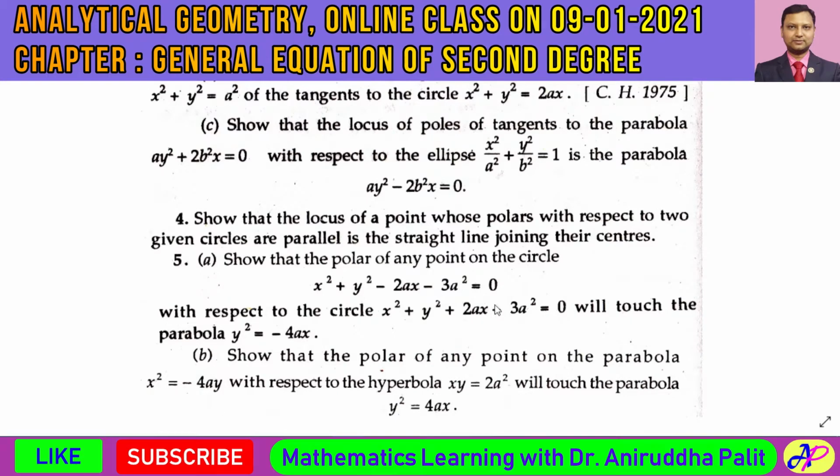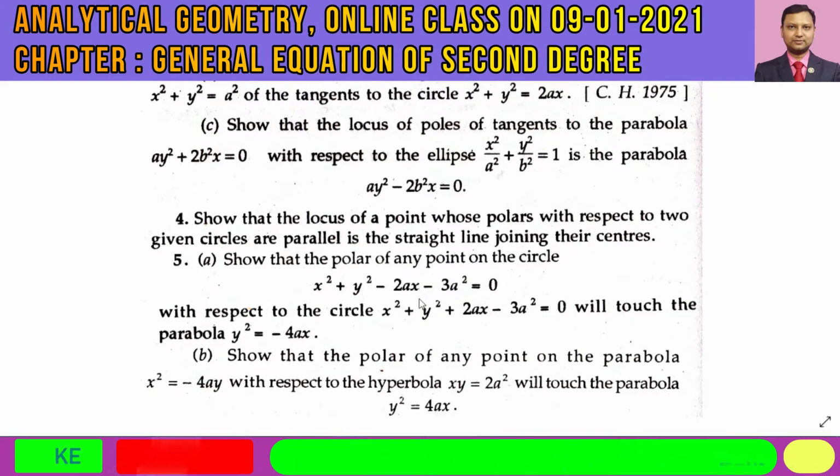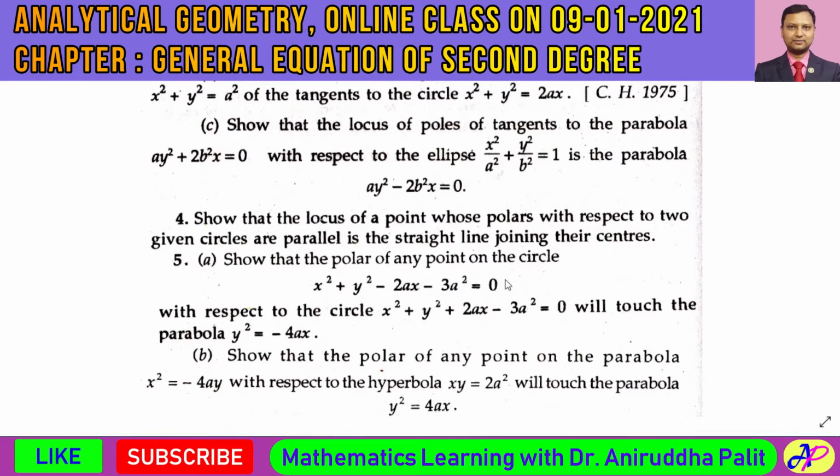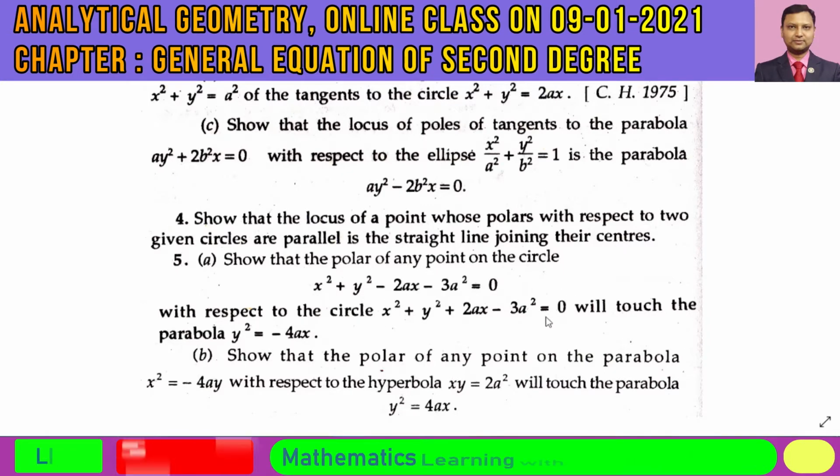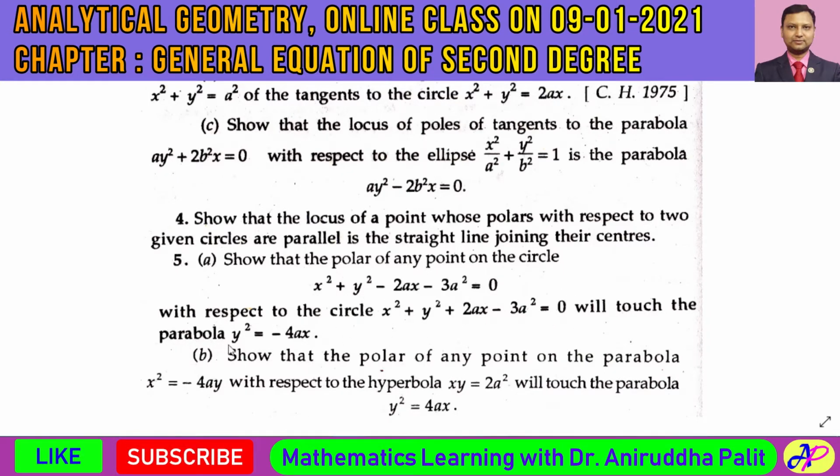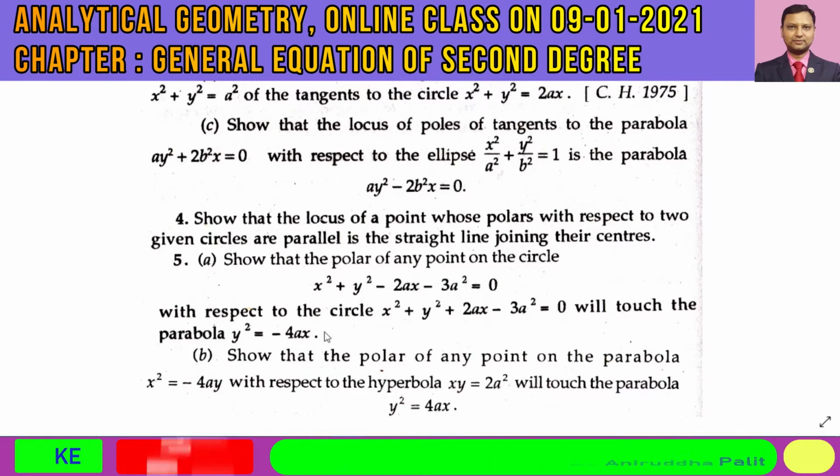So we will have to consider a point on this first circle, and the polar of such point with respect to the second circle. We shall have to show that the polar of that point with respect to the second circle will touch this kind of parabola y square is equal to minus 4ax.